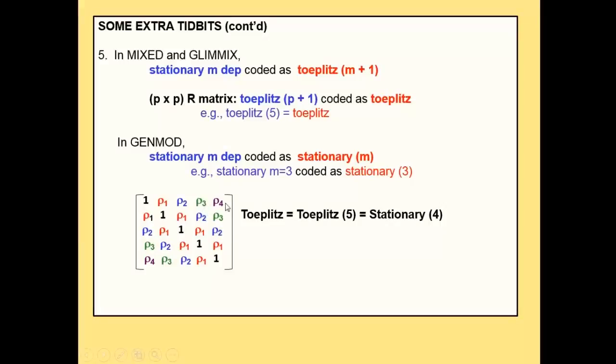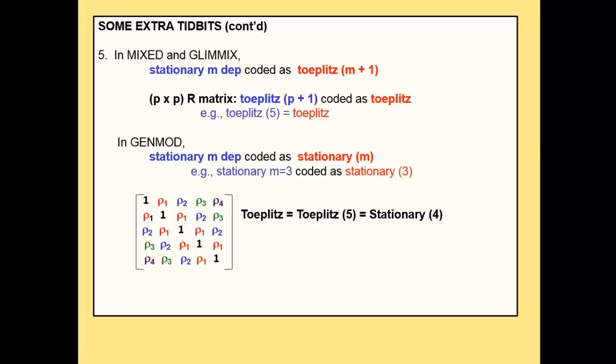This is an example of a stationary structure. It's called stationary forward dependent because there are 4 different values that you get for the correlation matrix. This is one of them. This is the second one. This is the third one. There are 4 different values for the correlation. That's why it's called stationary forward dependent.